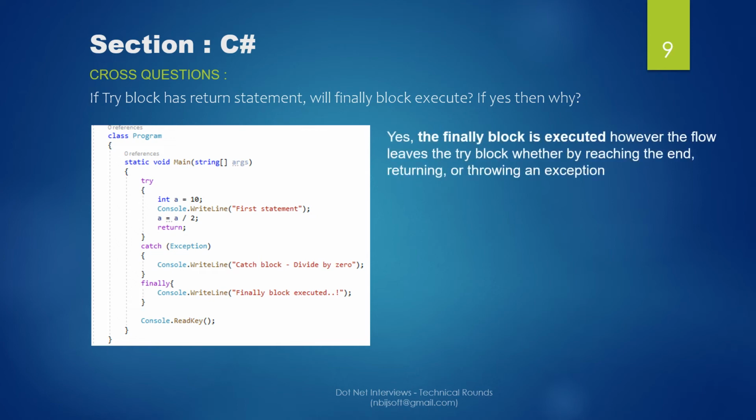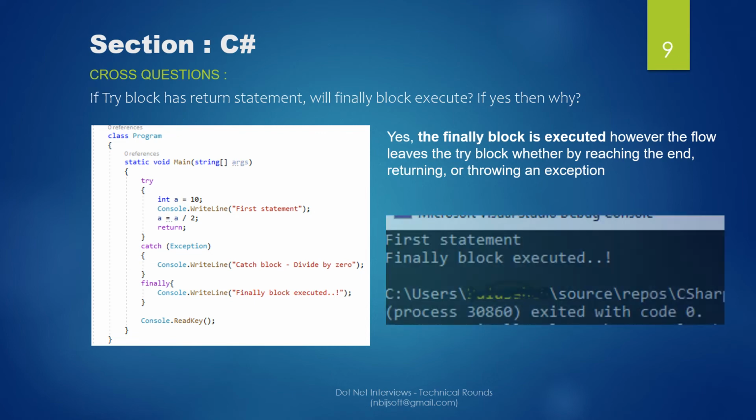So keep in mind, whenever you are in try catch finally block executions, whatever happens in the try block, for example, a try block has some returning statement, some throw statement, or unreachable code, whatever the try block has, definitely it will go to the finally one. So in this case we have the first statement and the finally block executed.